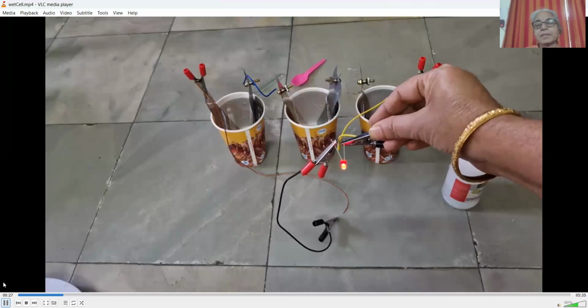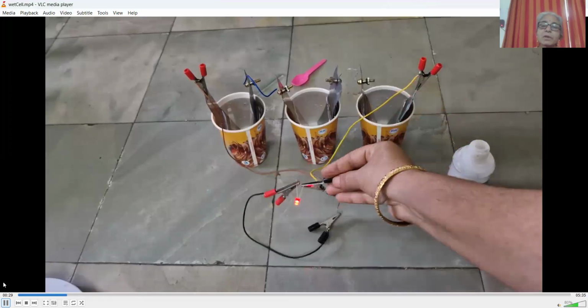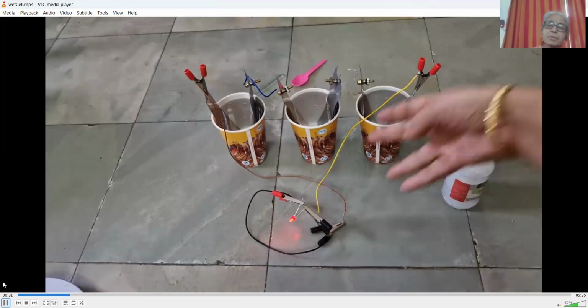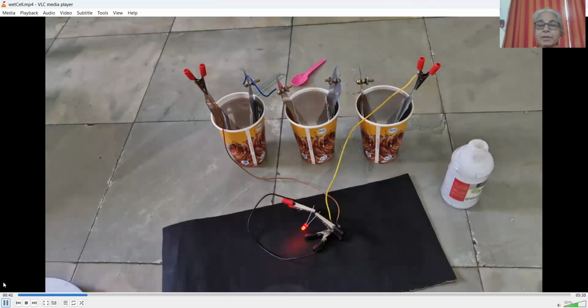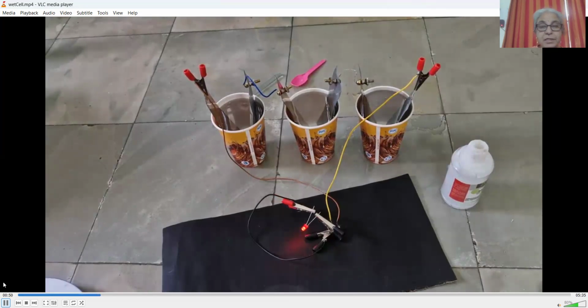So you can leave this for a few hours or even for a few days. This bulb will continue to glow until the energy in the cells is exhausted. So we know that all cells eventually stop working when the energy has been used up. Against the black background, you can see the bulb glowing. So this is our own wet cell, a series of 3 wet cells.